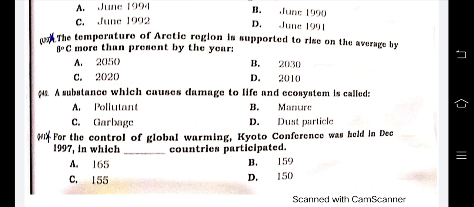For the control of global warming, Kyoto Conference was held in December 1997, in which dash countries participated. 165 option A, 159 option B, 155 option C, 150 option D. So 159, option B.